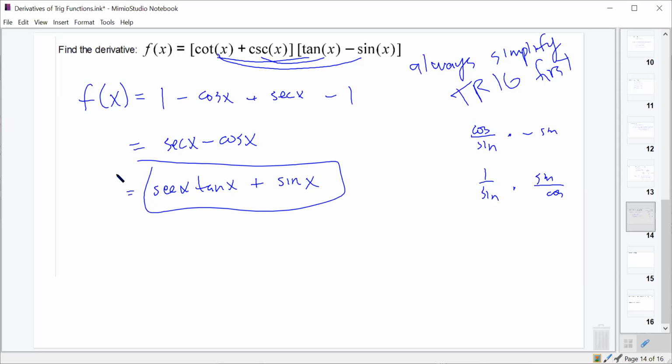Because with the product rule, you'd have had a derivative of cotangent plus cosecant times tangent minus sine, and then the cotangent plus cosecant times the derivative of tangent minus sine, and it would have been a way bigger mess to distribute. So try to distribute first, simplify the trig first, and see what you get. Everybody good there or no?